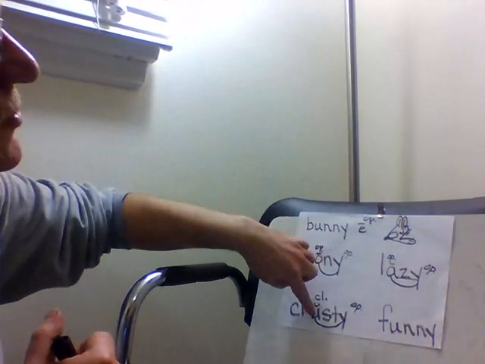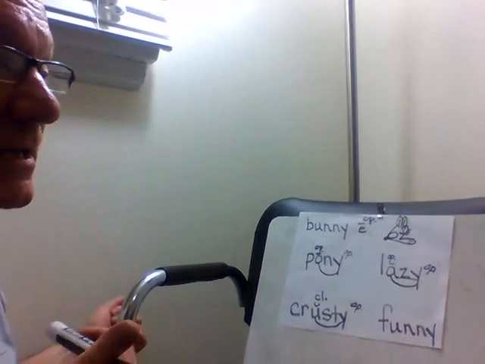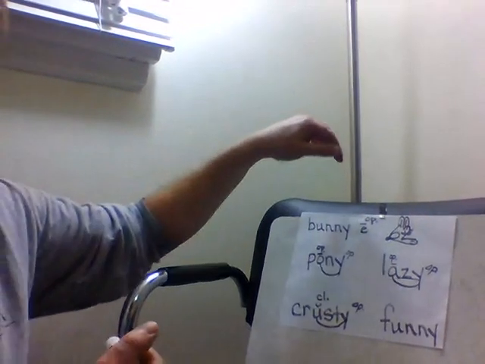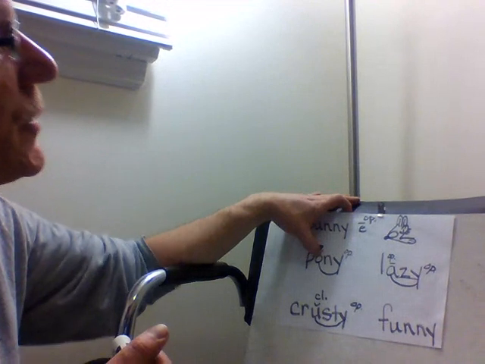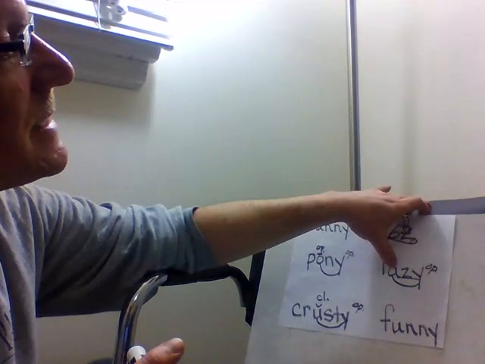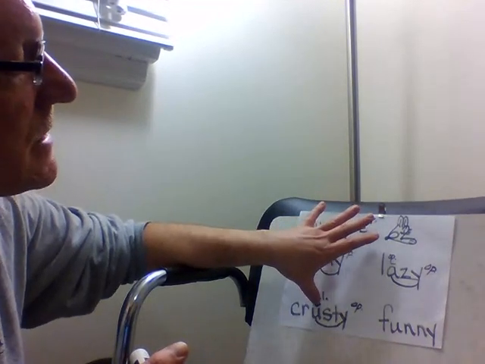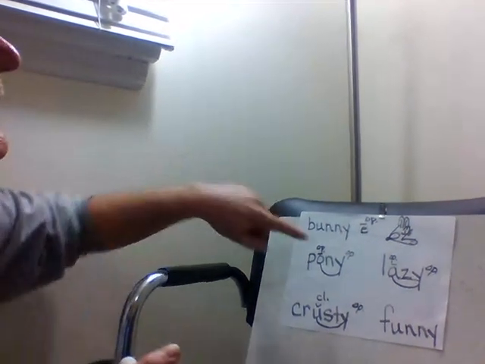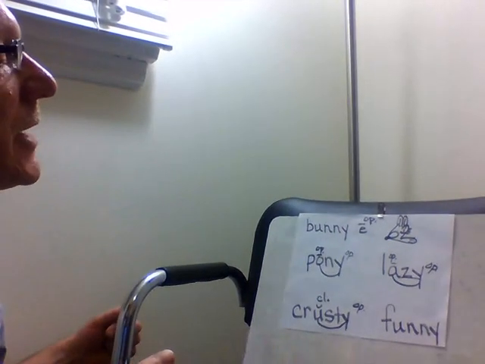But like we talked about, this is what it comes down to. You may have to try those different vowel sounds, long and short, to get the right word. We would not say pony, so this has to be pony. We would not say lazy, so this has to be lazy. We wouldn't say crusty, so this has to be crusty. So again, try those different vowel sounds, long, short, to get the right word.